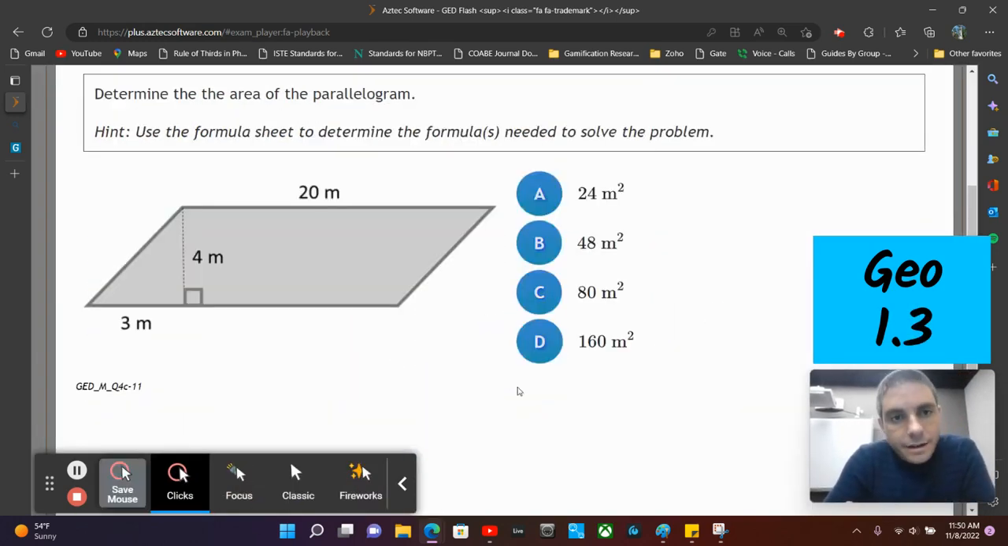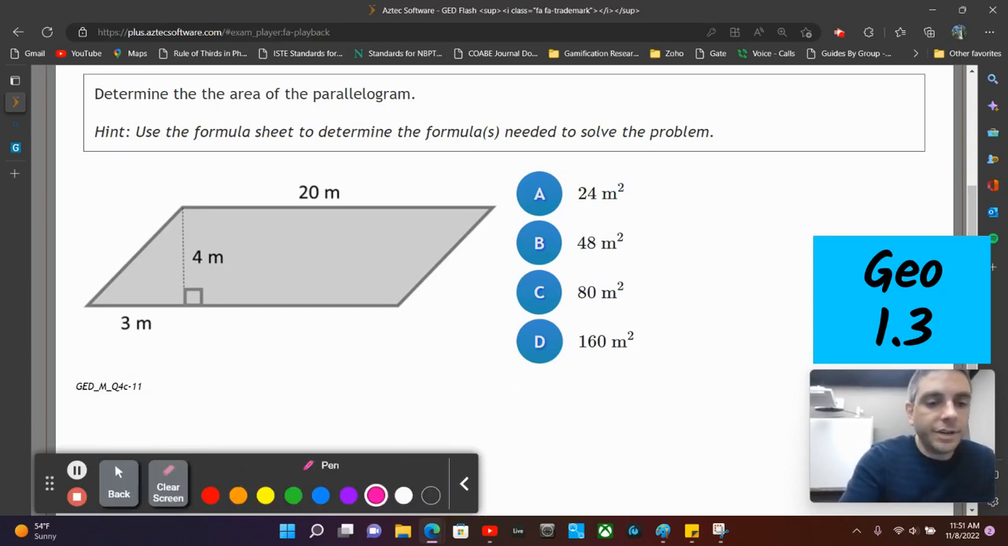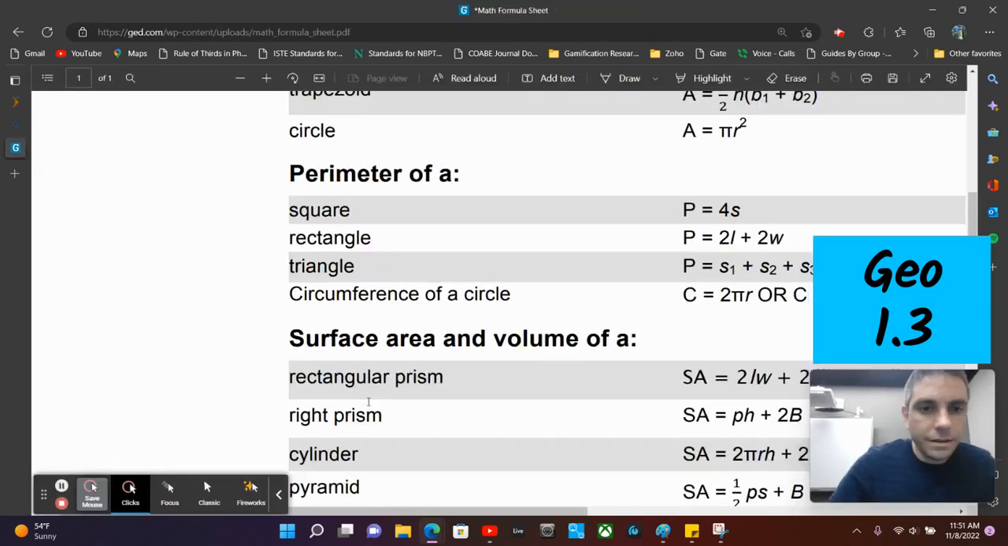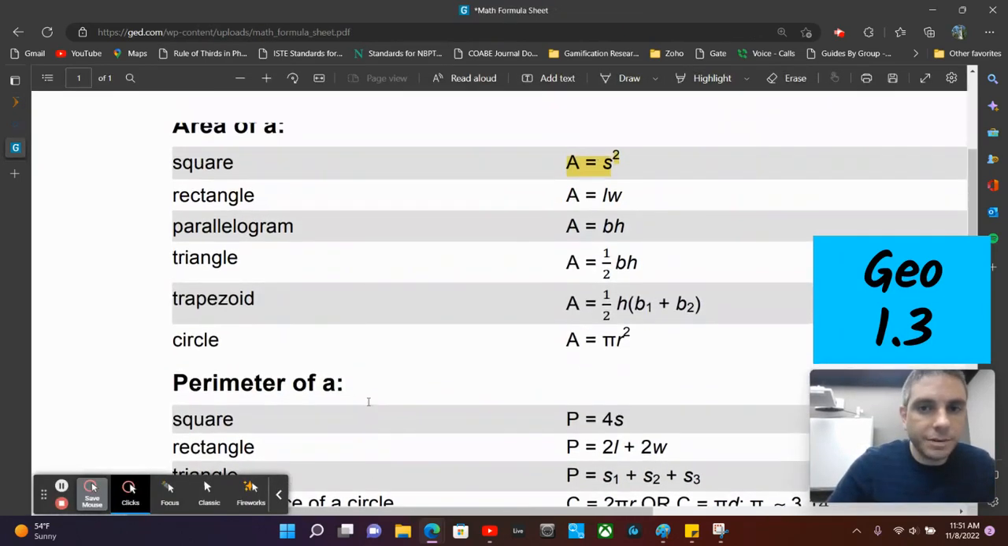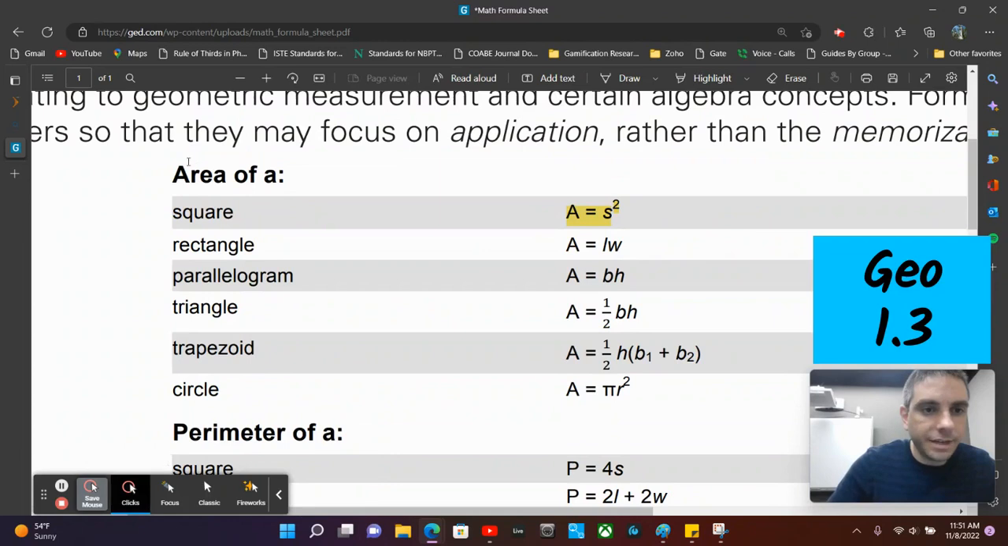Determine the area of the parallelogram. Hint, use the formula sheet to determine the formulas needed to solve the problem. We are going to try to locate area, and within area, the parallelogram shape, which is what they're showing us here on the screen. So let's hop over to the formula sheet. Okay, on the formula sheet, we want to locate area, which is right here. And under area, let's locate parallelogram.